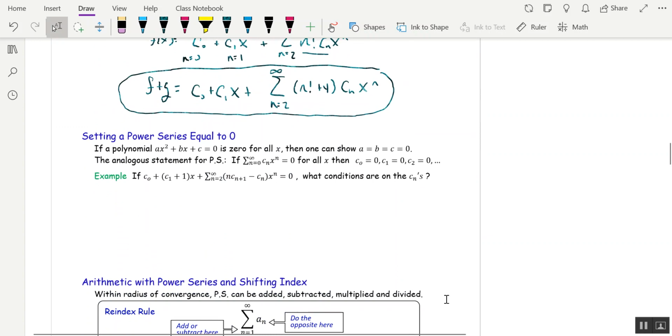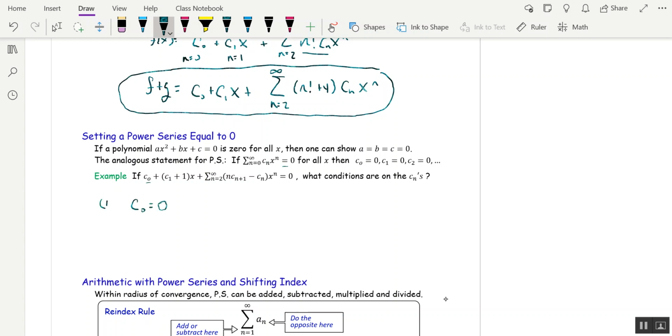Setting power series equal to 0. If a polynomial is 0 for all x, that means all the coefficients are going to be 0. The same is true for a power series. So if you have a power series that's identically equal to 0 for all x, that means all the coefficients have to be 0. So, for example, we might be solving in 8.3, we might come down to a final equation that looks something like this, and we might be solving this. So what would that mean in terms of our c's? Well, this is the constant coefficient. That's going to be 0.